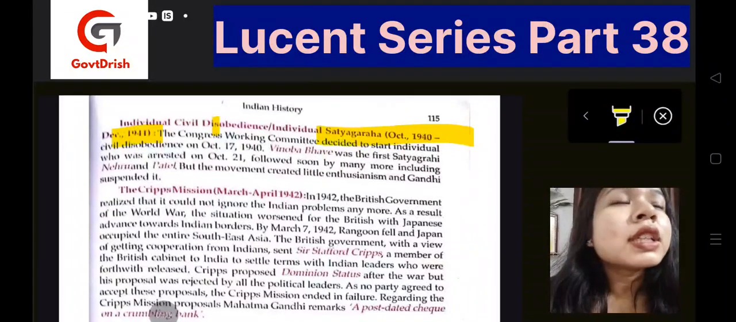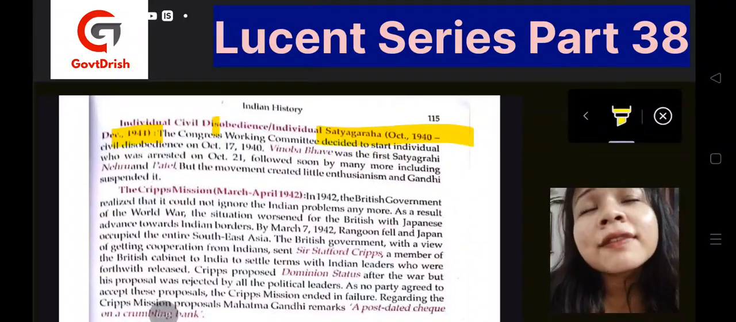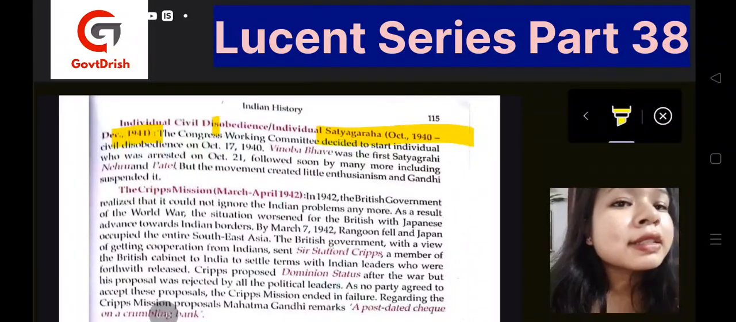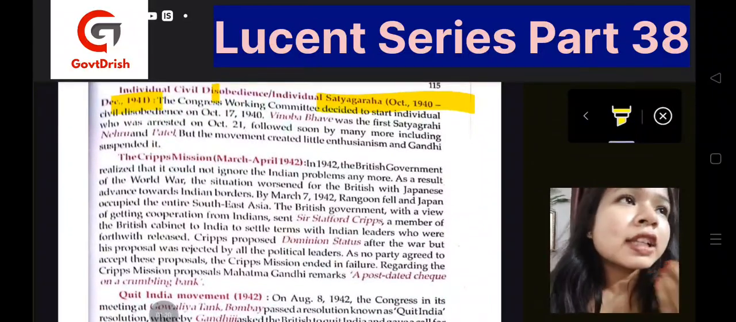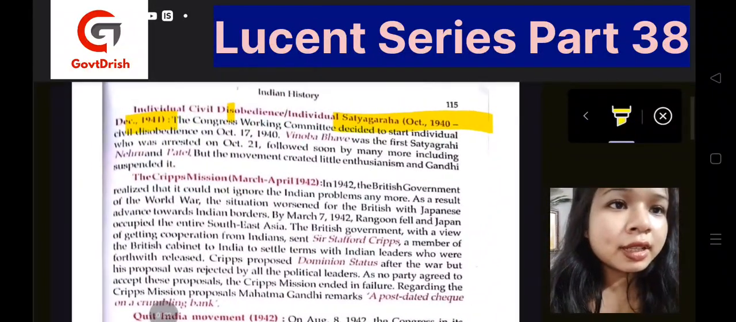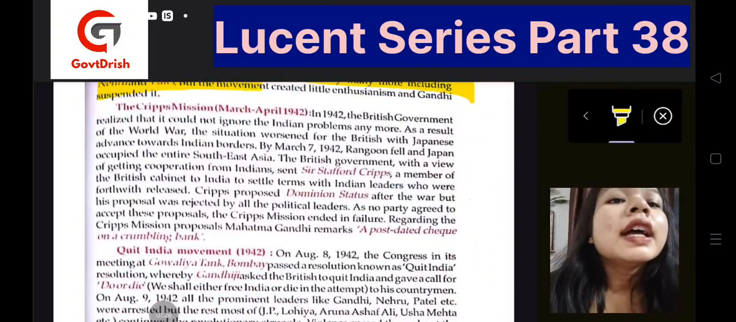But this movement, or you can say satyagraha, had a vast impact on Indian citizens as it created enthusiasm, and after that Gandhi suspended it. So these are the names and dates, important. Then we have the Cripps Mission.